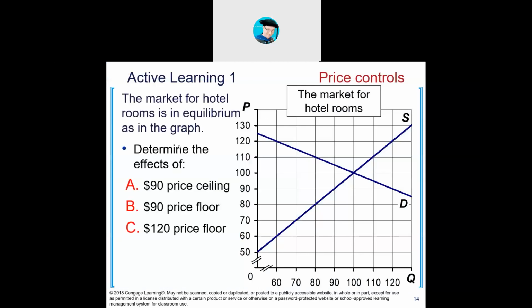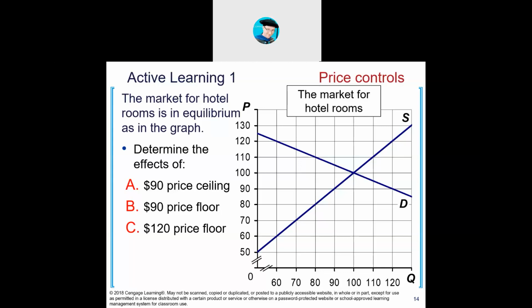Oh, my hospitality people, you'll like this example. This example has to do with hotel rooms. Hotel rooms, equilibrium on the graph, we would have $100 and 100 rooms. That's our point of equilibrium on this graph, right?